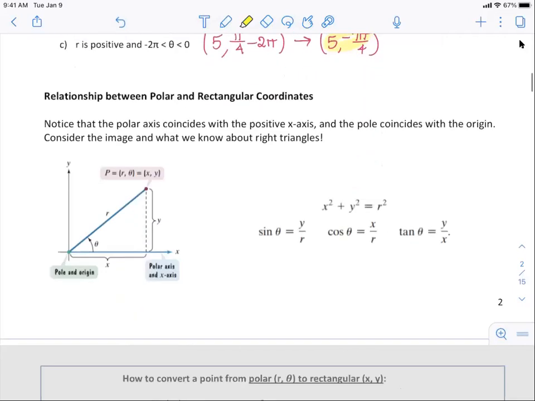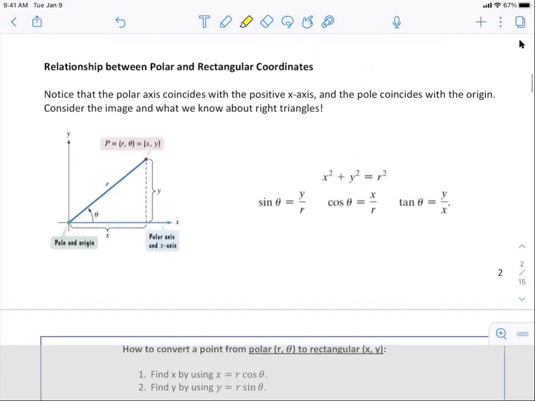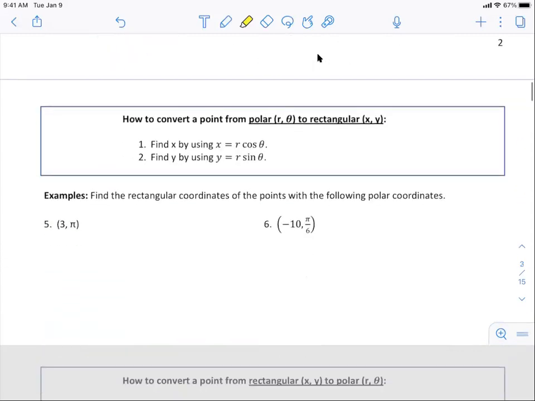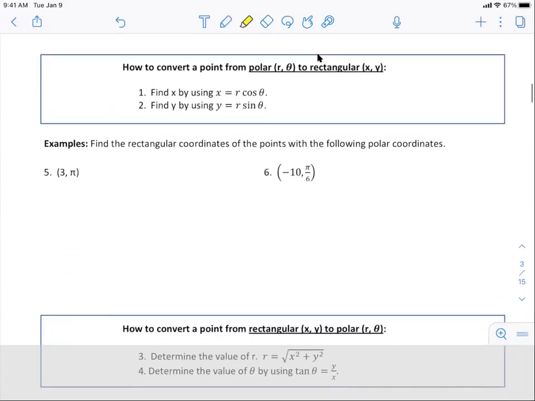There is a relationship between polar coordinates and rectangular coordinates that allows us to convert back and forth between the two. Now, this has everything to do with what we know about the right triangles in the coordinate plane and what you know about your unit circle. So this is all information that we want to keep in mind. So first, let's talk about how we convert from polar to rectangular. So we have an r and a theta, and we need to get to an x and a y.